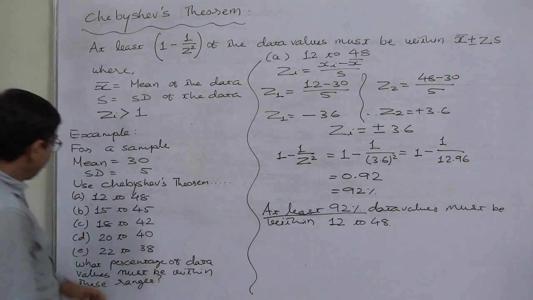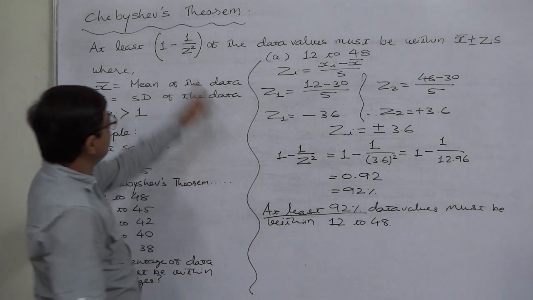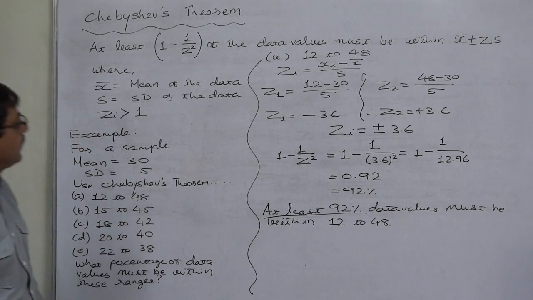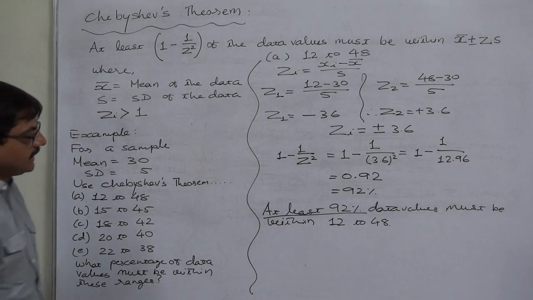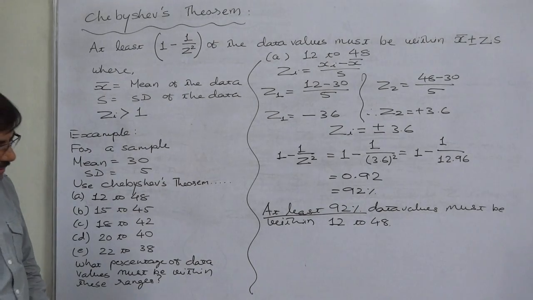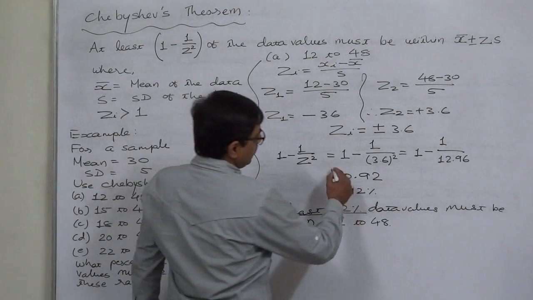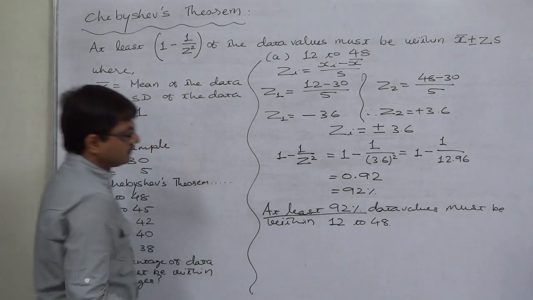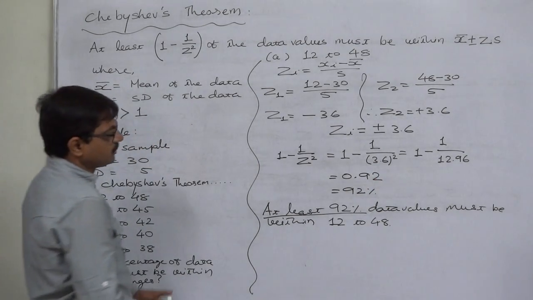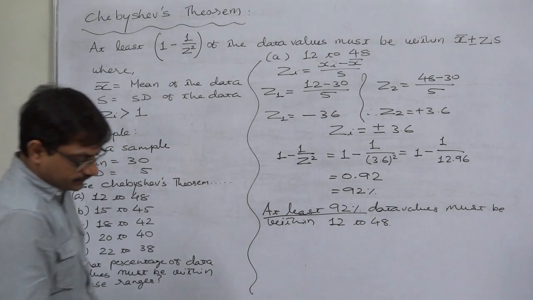In the same way, we can calculate the z score and then the value of this factor 1 minus 1 upon z square and get the answer in percentage or anything. The interpretation of 0.92 is somewhat not good, so I prefer percentage, 92%.